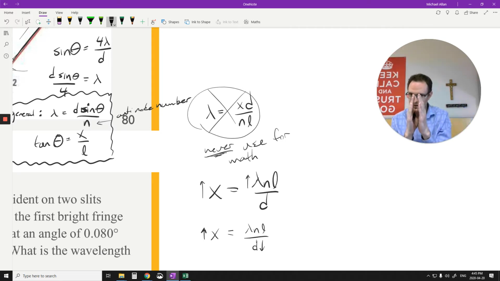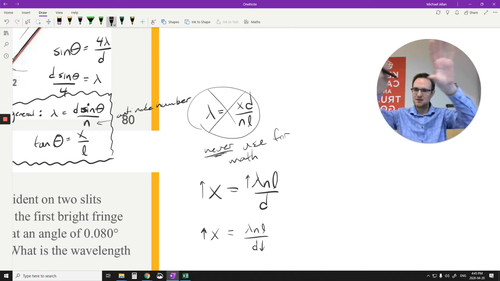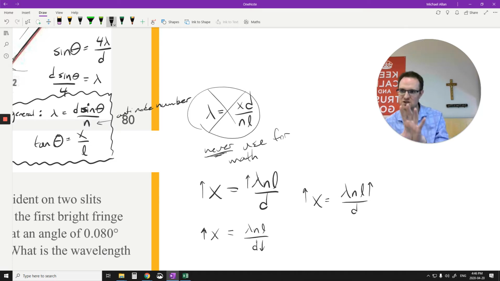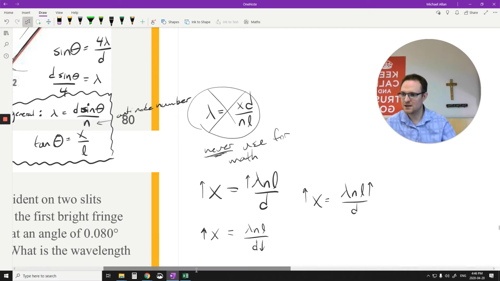So the slits get closer together, but the pattern that you see there starts spreading out more at the very top because they're inversely proportional to each other. Other ones are more obvious. What if I just move the screen further away? So the L goes up. Well, obviously the x is going to go up as well. So it's just the relationships. We're only using this for the relationship between the variables. We never use it for the math. Always use the d sine theta one.